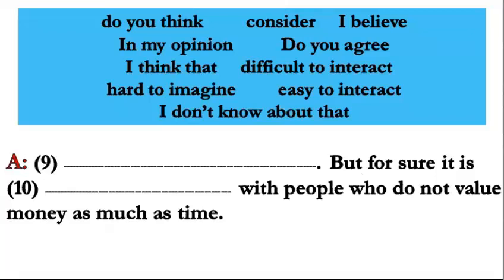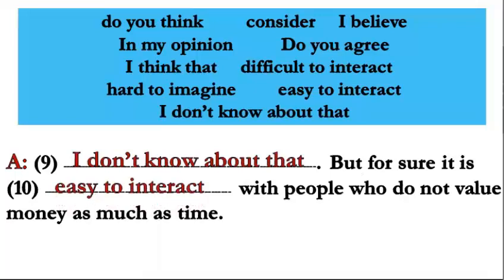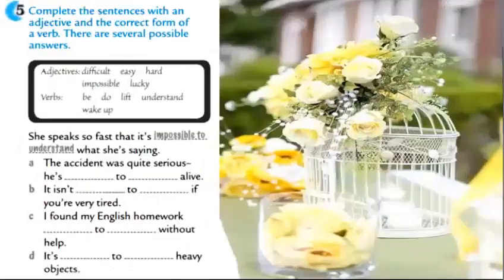Next, number 9. But for sure it is with people who, of course, here in number 10 we have to use an adjective also, with people who do not value money as much as time. So in number 9 we use I don't know about that. It means I have no idea about that. It's easy to interact with people who do not value money as much as time.